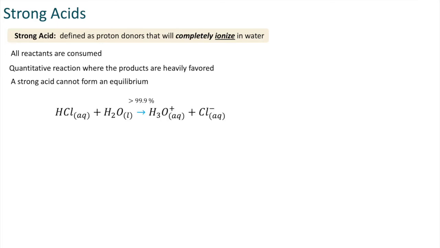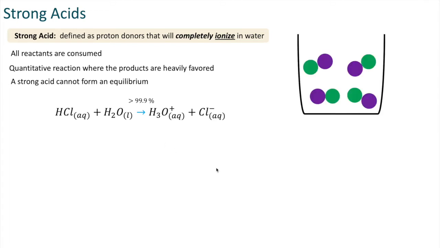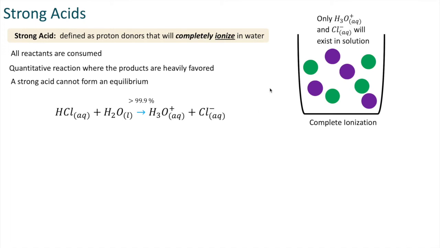In this case, we have hydrochloric acid reacting with water, producing ammonium ion and chloride ions. And if we took a look at this in solution right here, we have hydrogen chloride, and since it's a strong acid, it's going to completely ionize. And when that happens, all of the ions are going to come apart, and we're only going to have ammonium ions and chloride ions existing within solution.